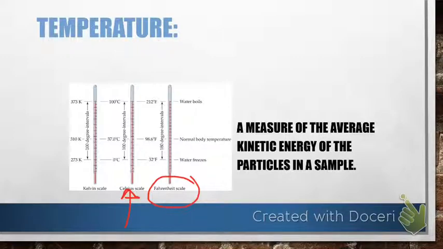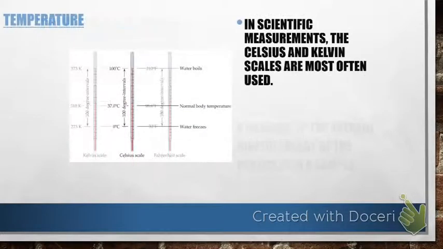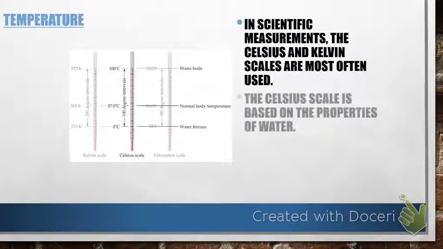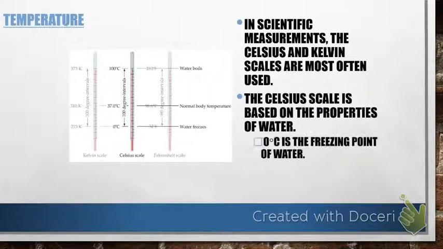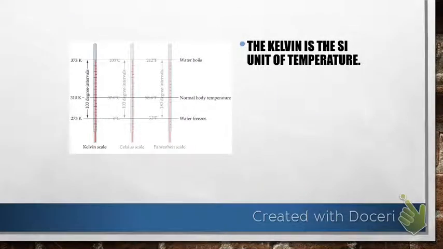However, it's not necessarily the most practical because you can go to really high temperatures or really low temperatures. In fact, you can go to such a low temperature that the particles in an object would completely stop moving. That's called absolute zero. And so, absolute zero is 0 degrees Kelvin. Okay? And that's what we use as the SI unit of temperature.